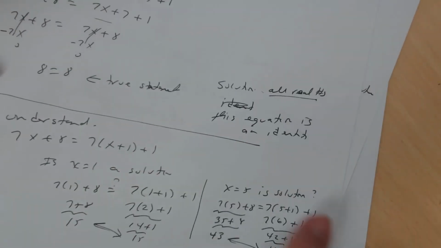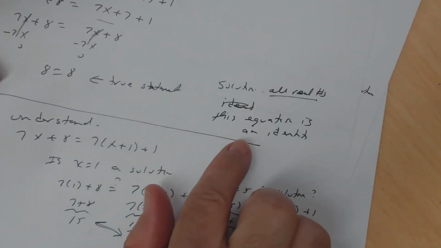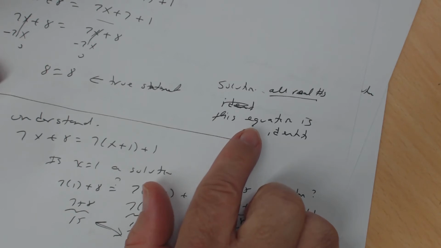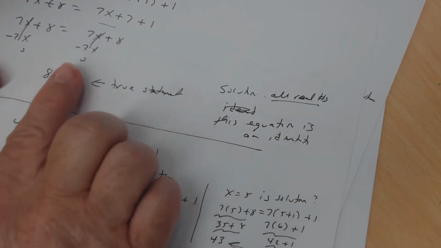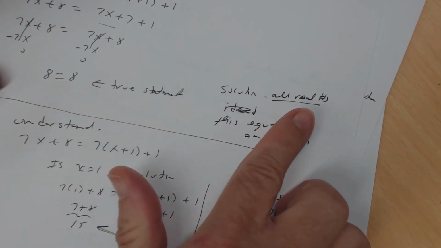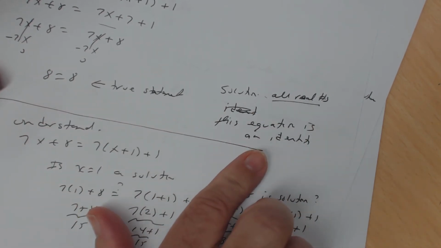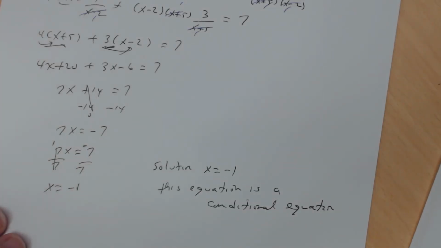Now, if your solution is all real numbers, remember 8 equals 8. So the variables disappear, you got a true statement, and so we say all real numbers. Then you're going to say this is an identity.